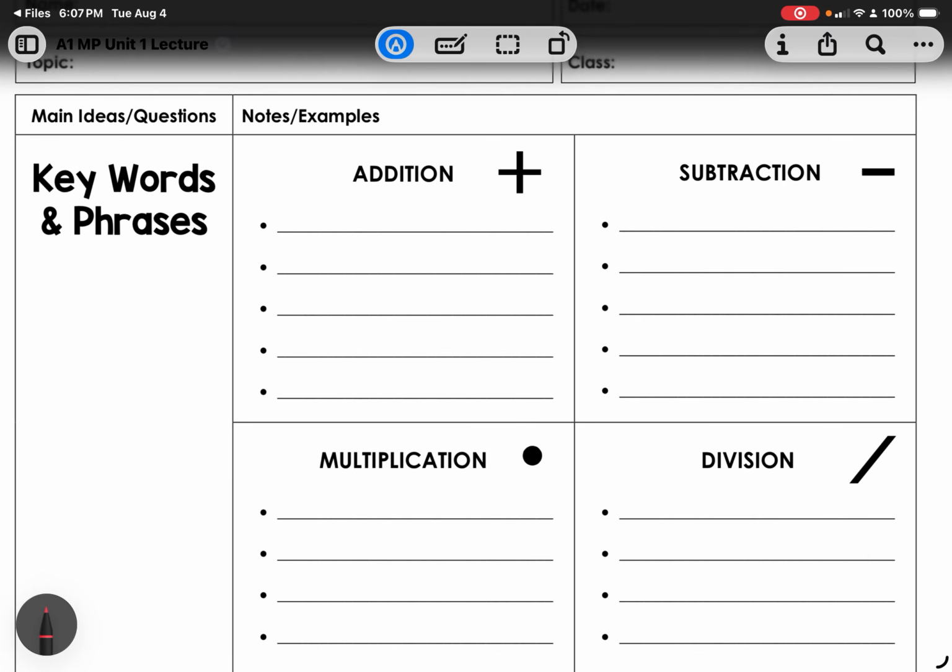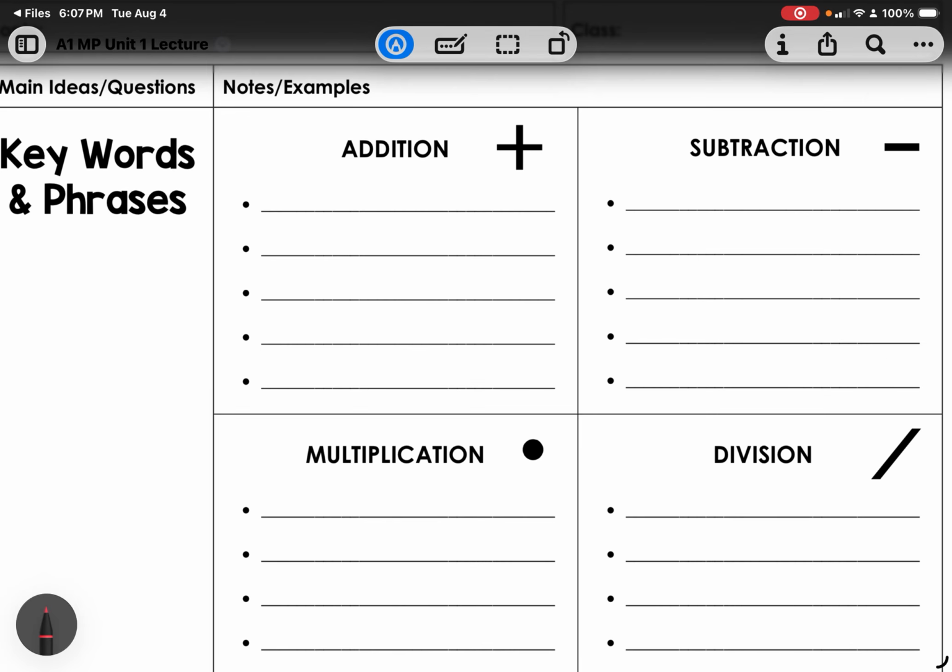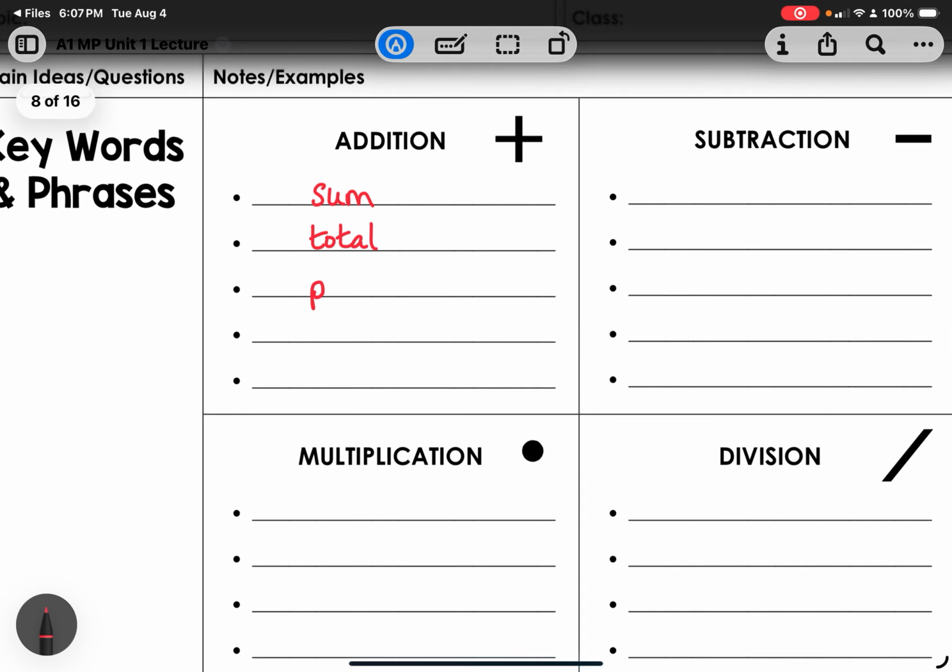Probably the most common way we know we're doing addition is we see the word sum. Sum always means addition. We might also see total, like how many do we have in total? Of course, we'd see plus if that happens to come up. It could also be increased by, or it could be more than. So those are all words that we might use for addition.